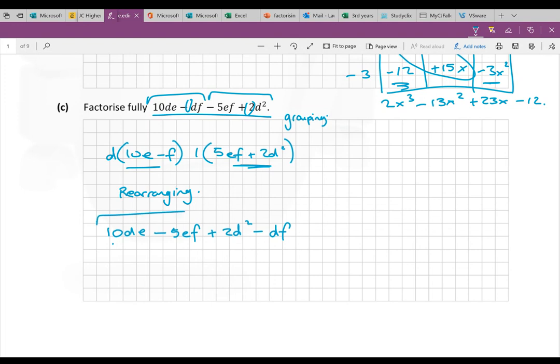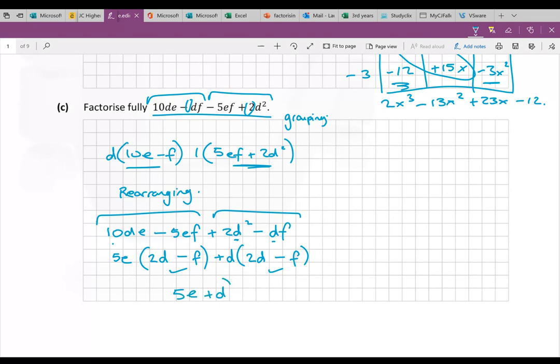So now I look at this set and this set. The common term between 10de and minus 5ef, I have a 5 in common and I have an e in common. 5 goes into 10 twice with a d, the e has already been taken out. Minus 5 goes into 5 once, it's come out, e has come out, and I'm left with f. In here, the common term is d, so plus d. That leaves me with 2d minus f. These two match, so I know I'm right.